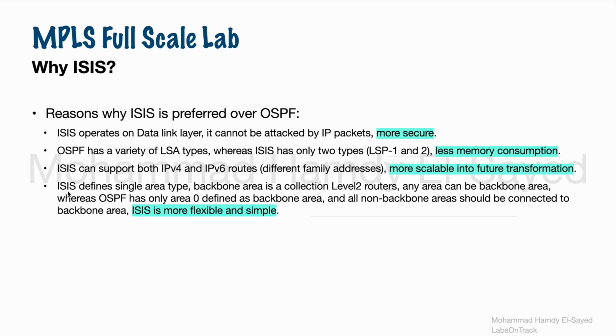The fourth reason is that ISIS defines only one single area type. The backbone area is a collection of level 2 routers, and any area can be the backbone area. It doesn't matter if the area ID is area 1, 2, 3, 4, or 0. Whereas with OSPF, only area 0 is defined as the backbone area, and all non-backbone areas should be connected to the backbone area 0. So ISIS is more flexible and simple in terms of the area design.